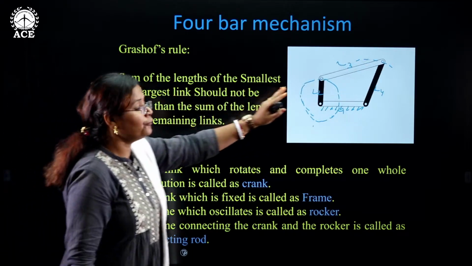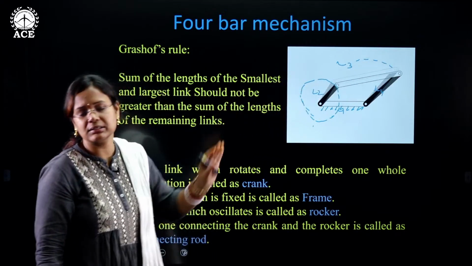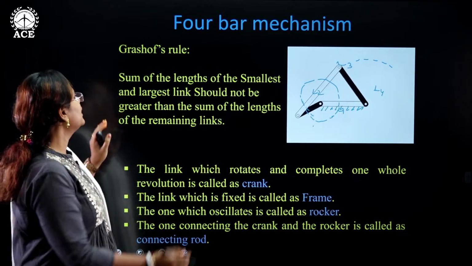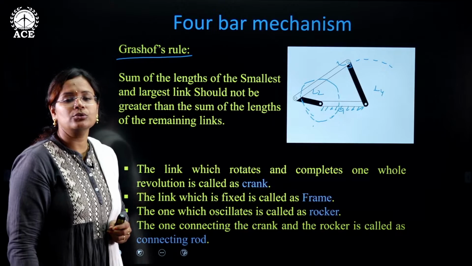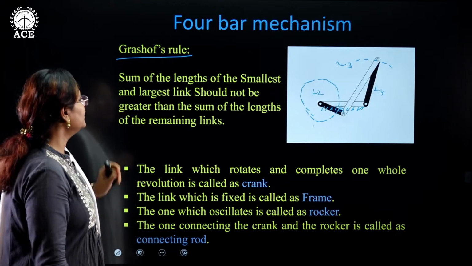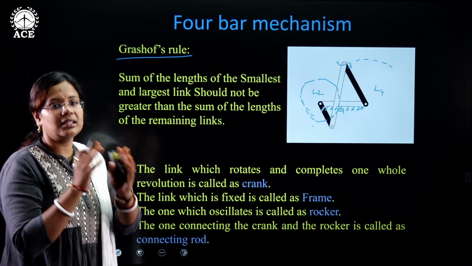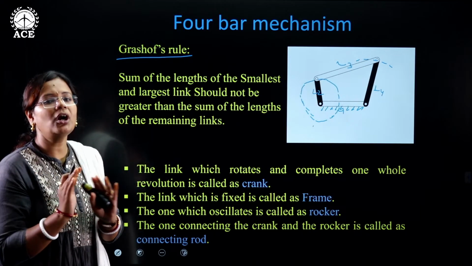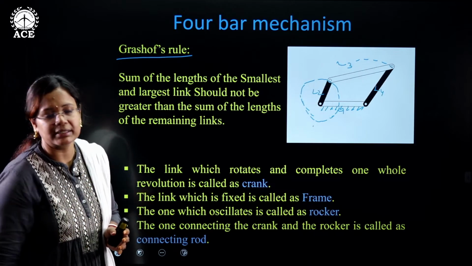So in order to form such kind of mechanism, the perfect 4-bar mechanism, there is a rule given. That is nothing but the Grashof's rule. What does the Grashof's rule say? They say that the sum of the lengths of the smallest link and the largest link should not be greater than the sum of the lengths of the remaining 2 links.